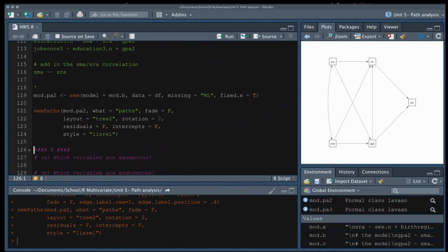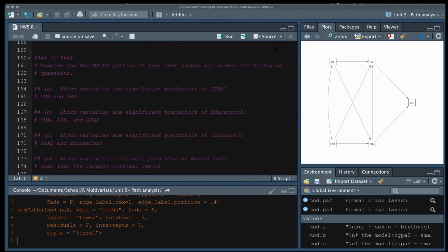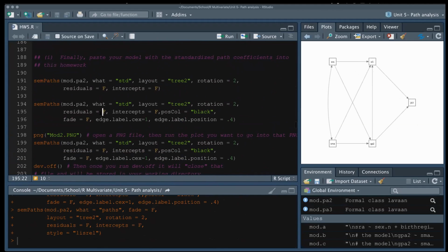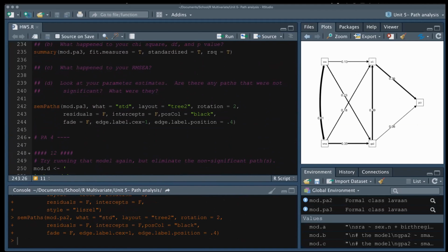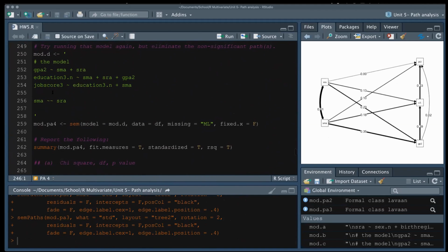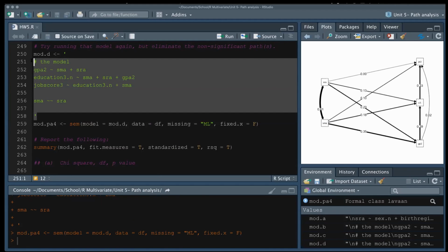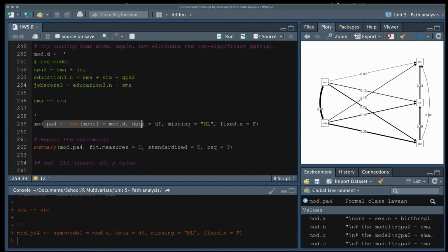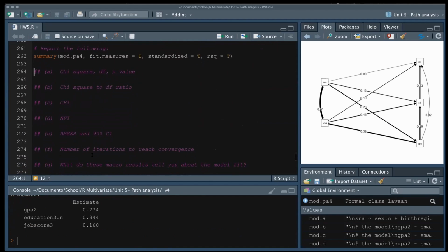We went from, oh, we didn't do one on the first one, that's right. So we went from that to that. And now we are running our model D, which is already entered in for you. Same thing, fit that. So we specify the model as a character string, fit the model with the SEM function, and then assess our model with our model summary.